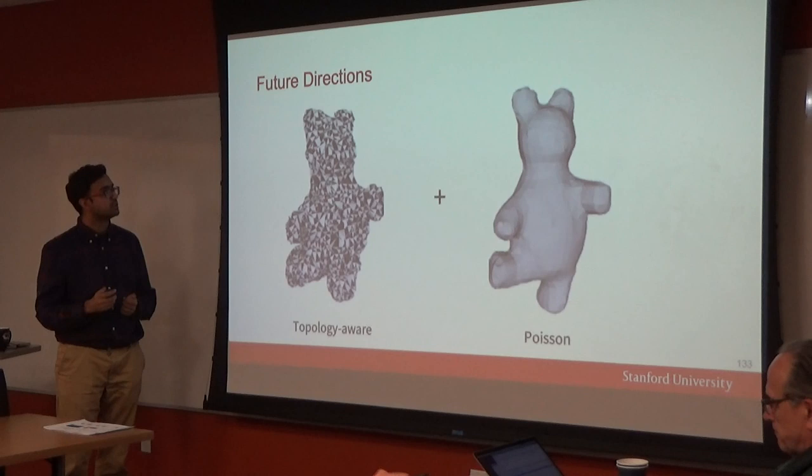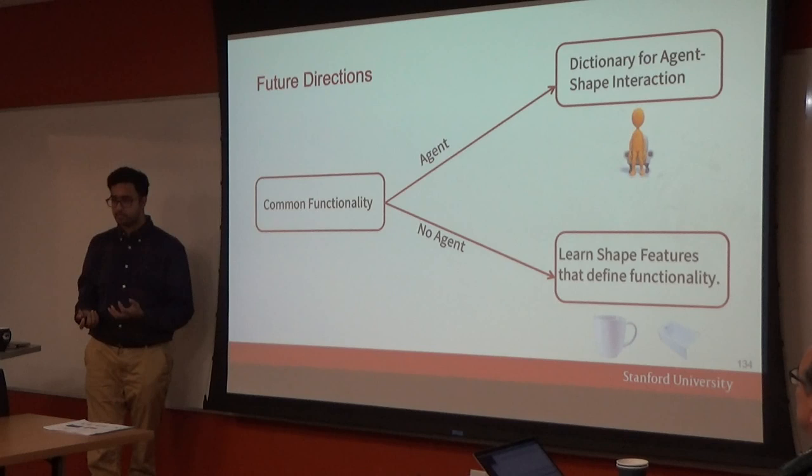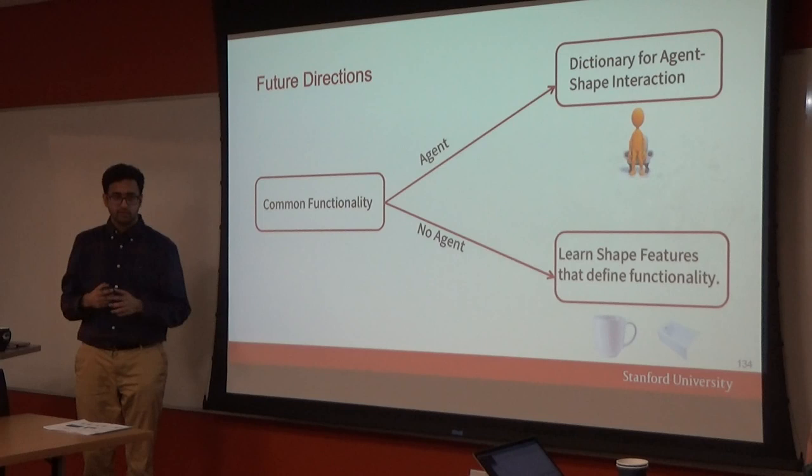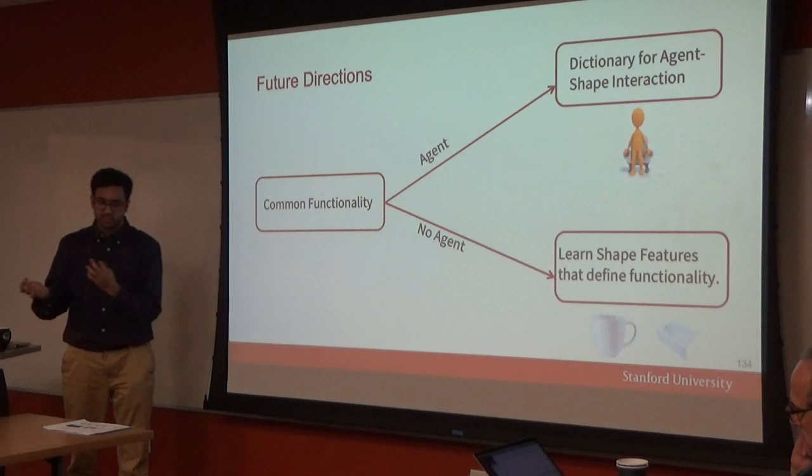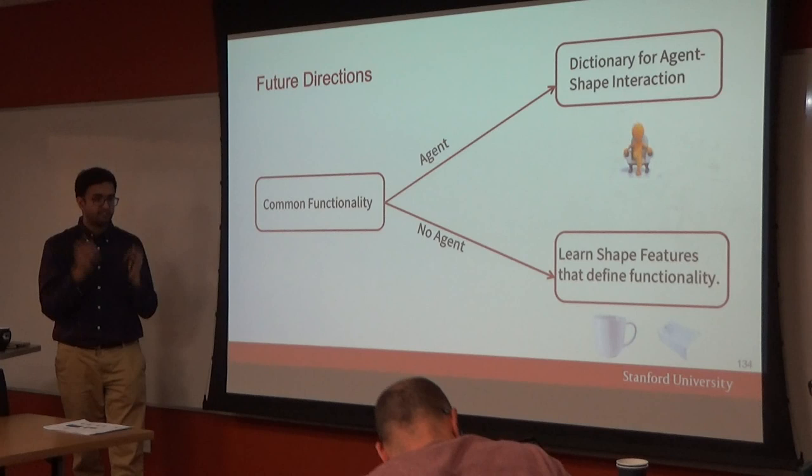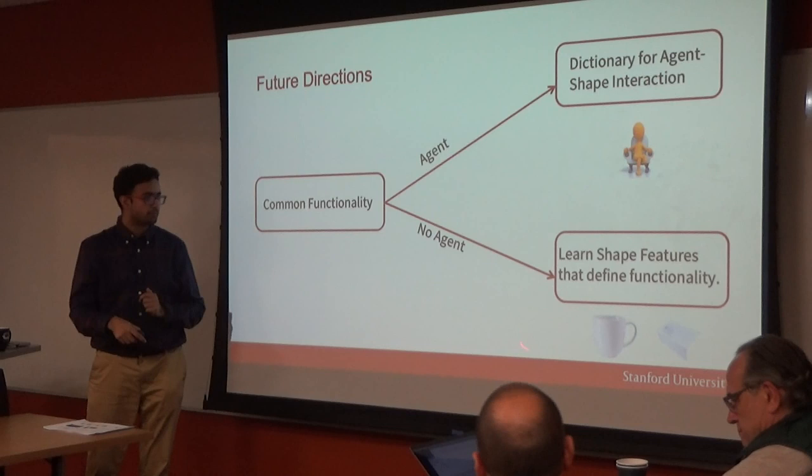Another potential future direction is to perform shape inference based on another similarity perspective, which is common functionality. Now this can be done in the case of having an agent or not having an agent. In the case of having an agent, you would have an agent interact with a set of shapes, and based on how the agent interacts with these shapes, you would know which shapes have a common functionality. In the case of not having an agent, we might have to even define the notion of functionality by performing some sort of unsupervised learning. For example, you would probably want a cup and a tub to always have the same functionality because they can both hold liquids.